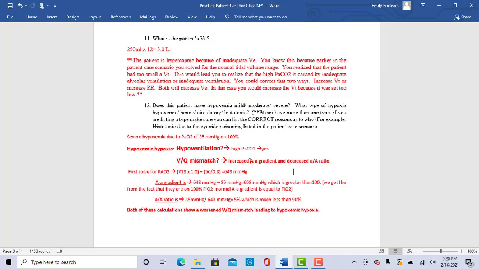So if you're breathing room air or 21%, your AA gradient should be 21. If you're on 40%, 40. In this case, the patient is on 100%, so their AA gradient should be around 100.